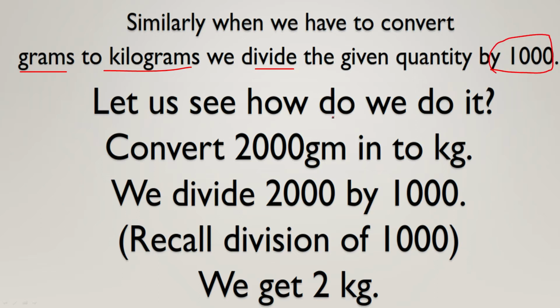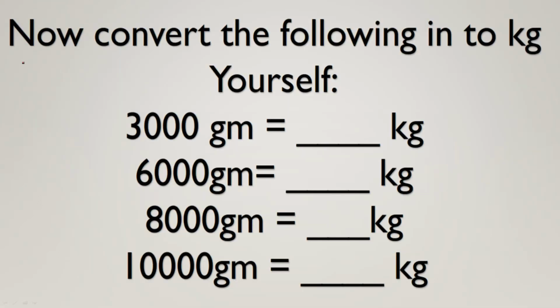Let us see how do we do it. Convert 2000 gram into kilogram. So divide 2000 by 1000. So when you divide, you will get 2 kilogram. Now convert the following into kilogram. 3000 grams, 3 kilogram. 6000 gram, 6 kilogram. 8000 grams, 8 kilograms. 10,000 grams, 10 kilograms.